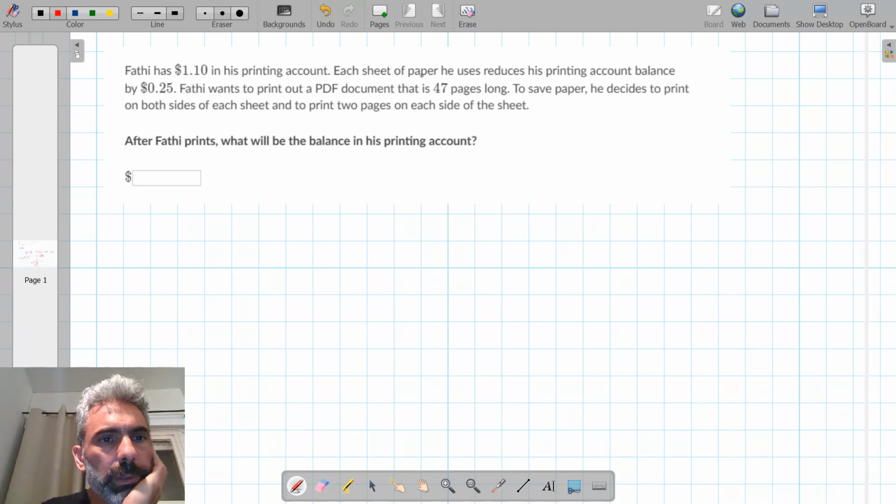Okay, so let's see how many sheets of paper he needs to print this PDF document. Okay, so the PDF document is 47 pages long.